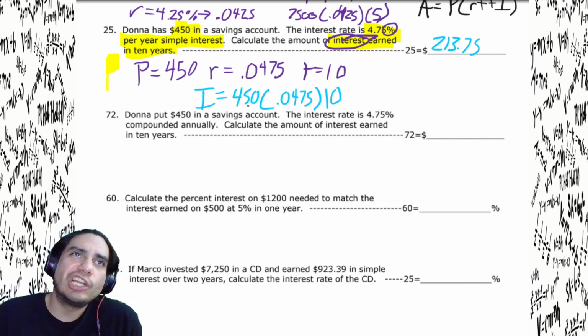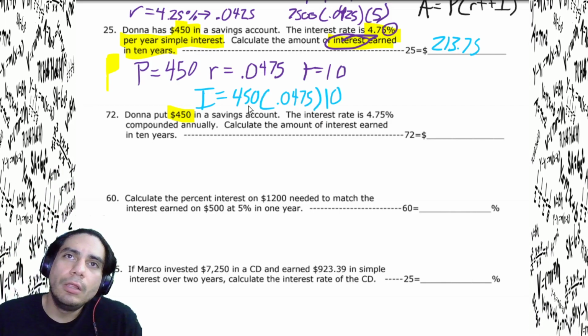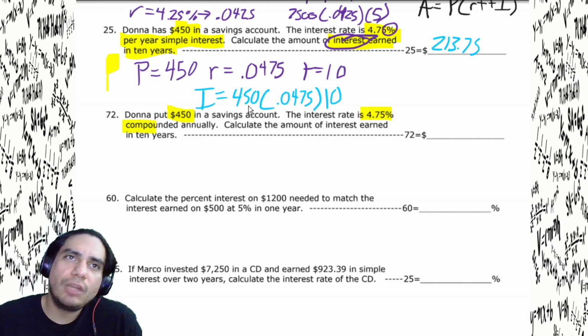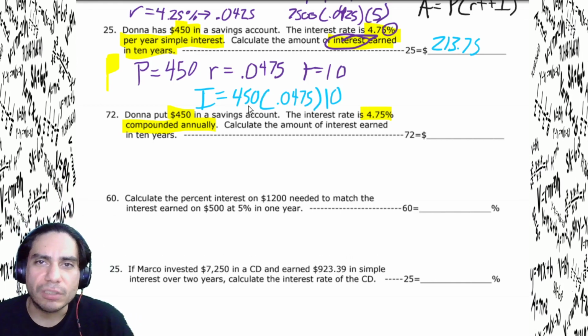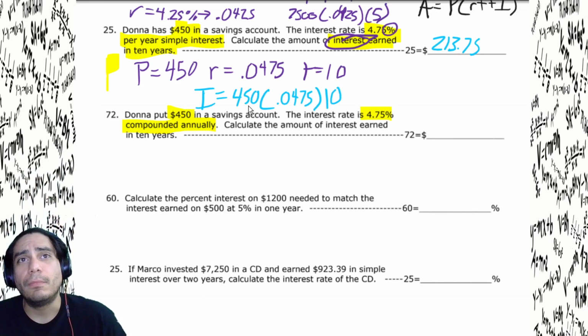All right, let's take a look at our next problem right here. We got ourselves Donna, again putting $450 in the savings account. The interest rate again is 4.75%. Wait a second, we see compounded annually. So here's the beautiful thing about this problem. It's compounded annually. We're going to have a different type of problem. Now check this out.